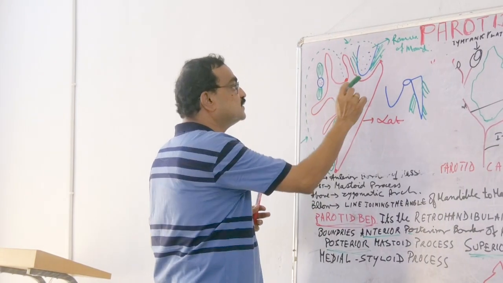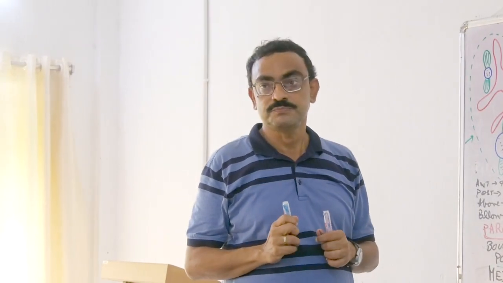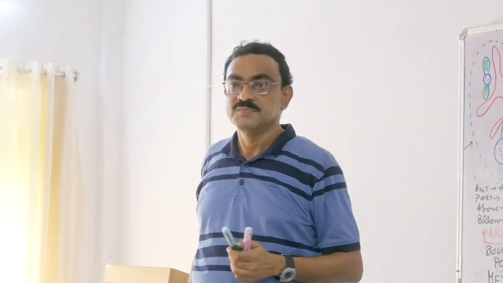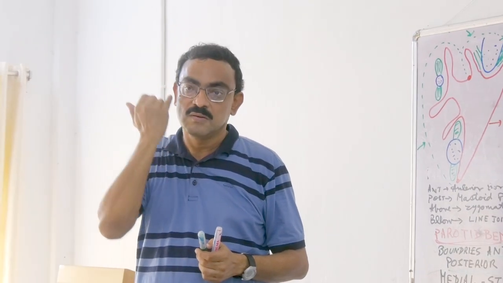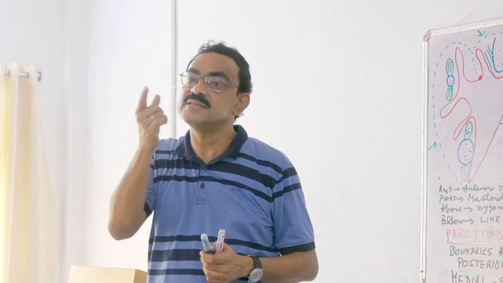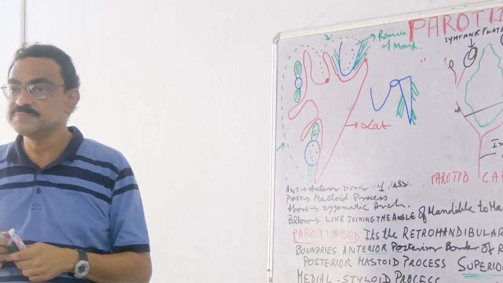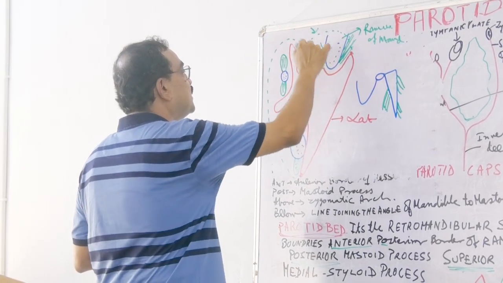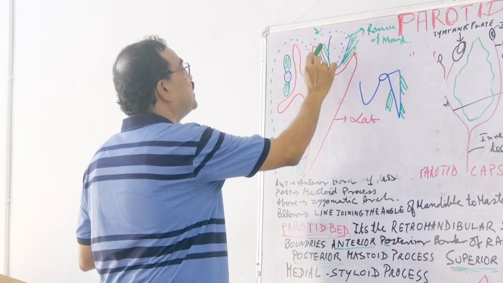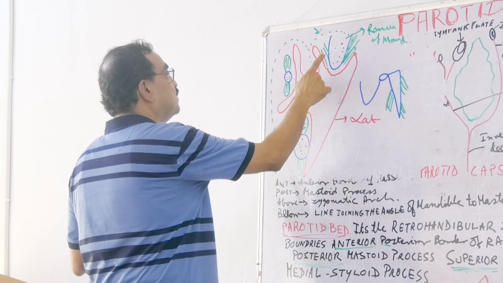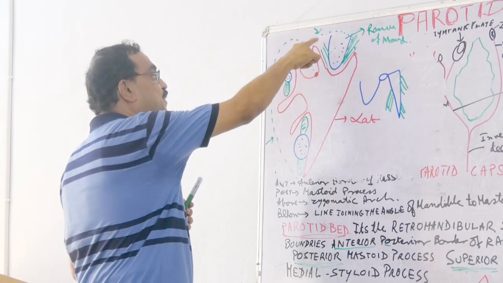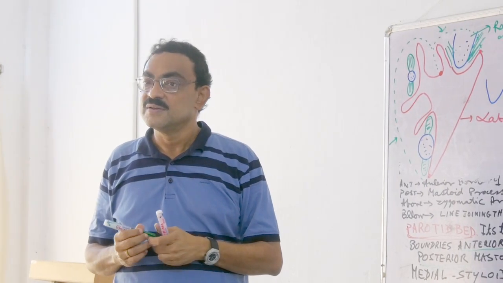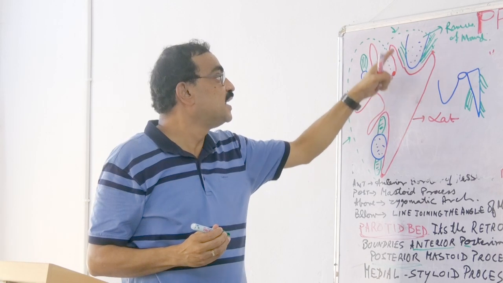Now there are some processes we can see here. This process goes towards the masseter and covers a variable distance of this muscle. So this is the masseteric process. And a part of it can go in between the styloid process and the medial pterygoid muscle, just inside the medial pterygoid muscle. So this is called the pterygoid process of the gland.